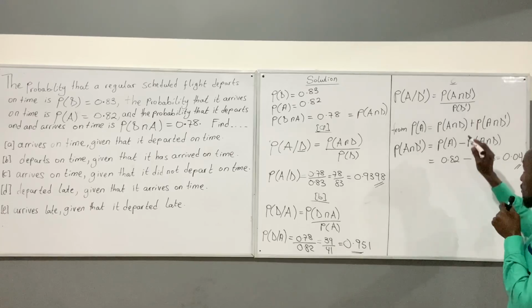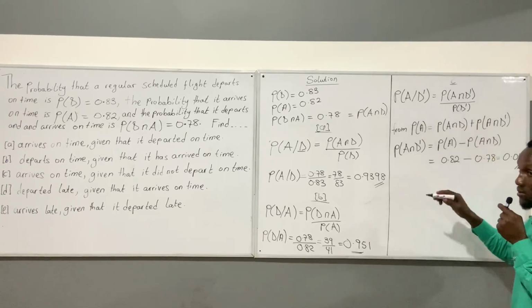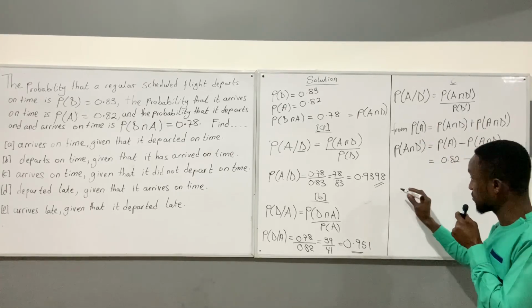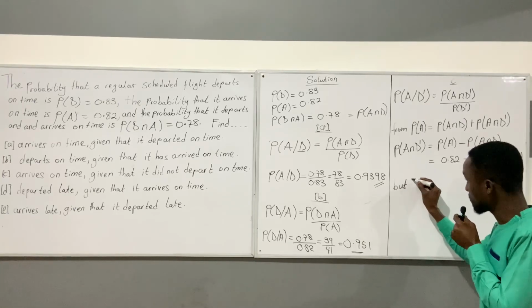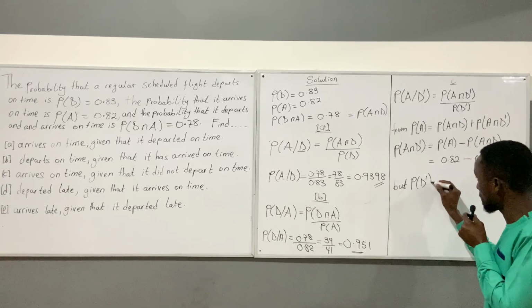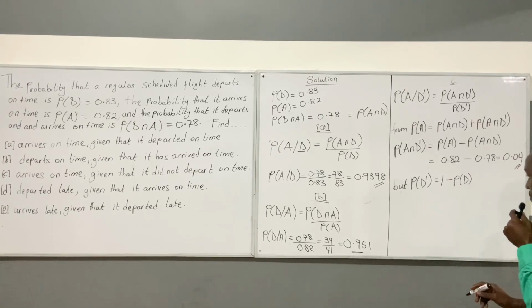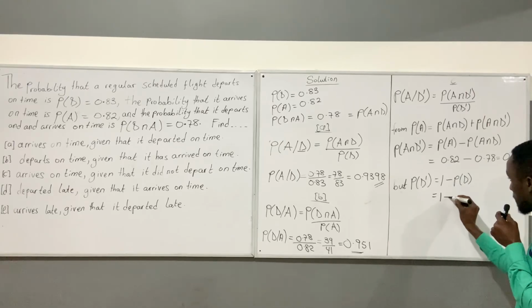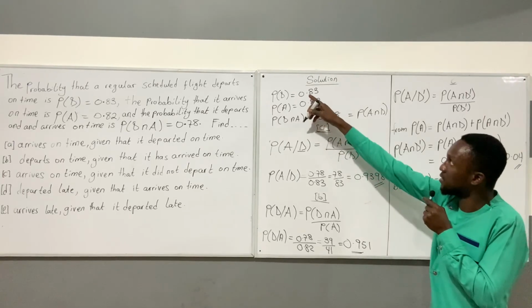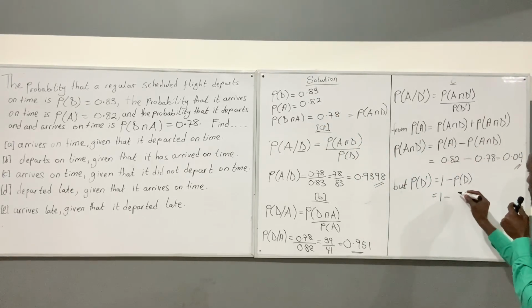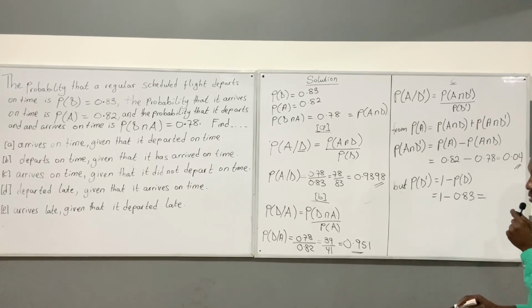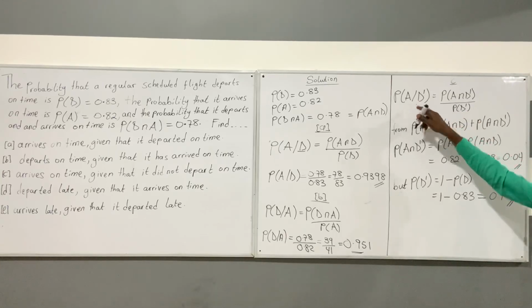Now we are not done. We also need the probability of D complement, which I already explained. So we will say that probability of D complement is giving us 1 minus the probability of D. So this is giving us 1 minus, what is probability of D? 0.83. When we subtract this, the result is 0.17. Now we can substitute these two results into the formula to solve for this.